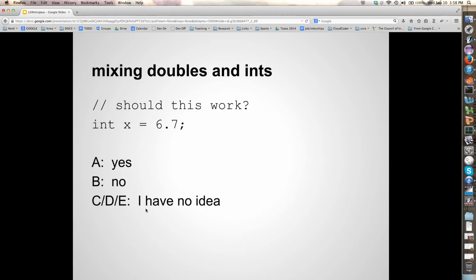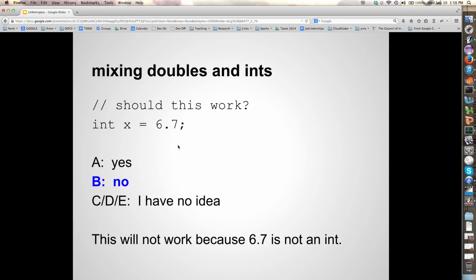So go back onto Moodle and try this out. I think we'll restrict it to just A or B. I don't know if you'll have options C, D, and E. So should this work? int x is assigned 6.7. Try that out. Hopefully you came up with no. This is not going to work because 6.7 is not an integer.